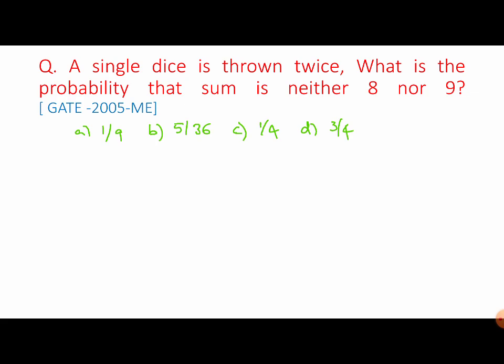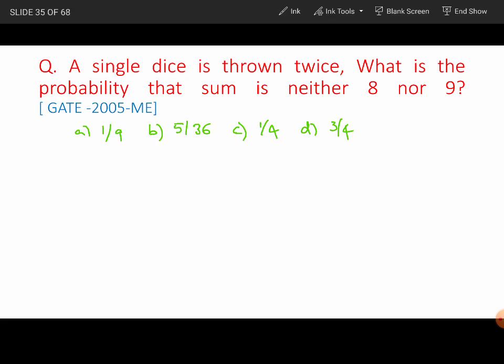Yeah, next problem. A single dice is thrown twice. What is the probability that the sum is neither 8 nor 9? Now we will find out the probability of 8 and 9 and then subtract from the total probability. Now in this problem, the dice was thrown 2 times. Therefore, the total number of outcomes is 36.